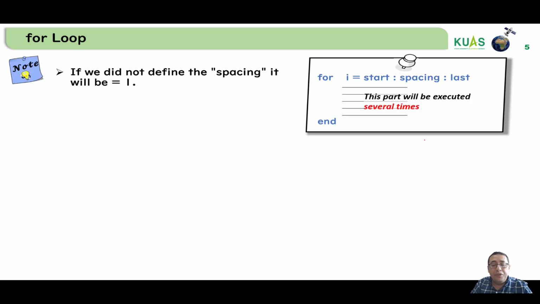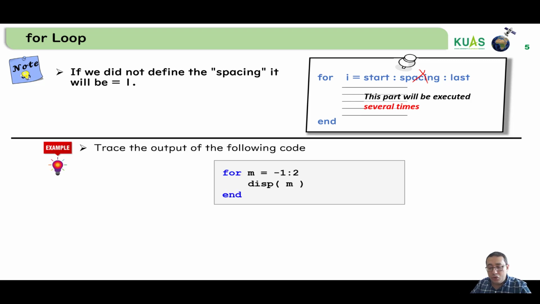And one of the notes about the for loop: if you don't define the spacing, so if we don't write the spacing here, the spacing will be 1. So we already know that from the array creation. So for example, if we try to trace the program, we said that for m equal minus 1 to 2. So this is the start and this is the end, and we didn't define what the spacing is. And every time we need to display m. So it is very easy.